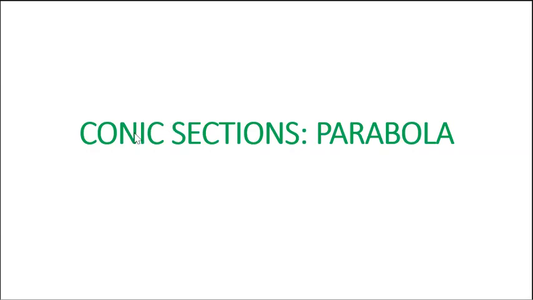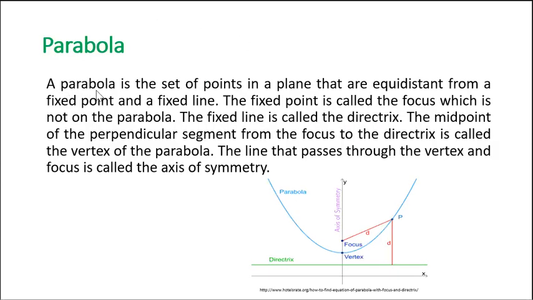Hello everyone. In this video, we will discuss another conic section, which we call the parabola. Let us define what a parabola is. A parabola is the set of points in a plane that are equidistant from a fixed point and a fixed line. The fixed point is called the focus, which is not on the parabola.